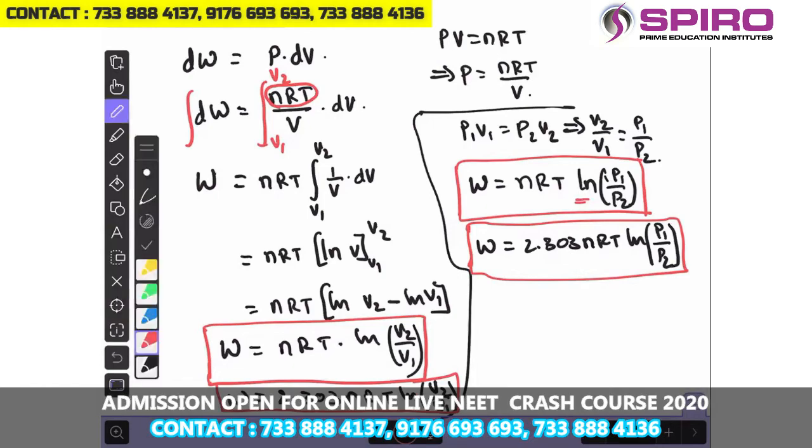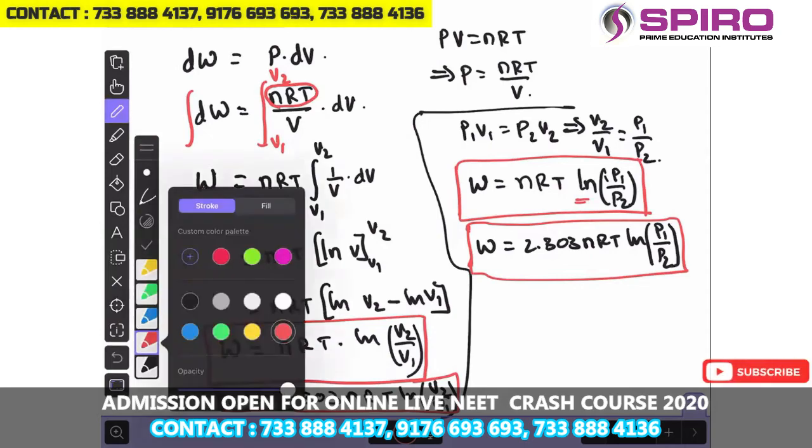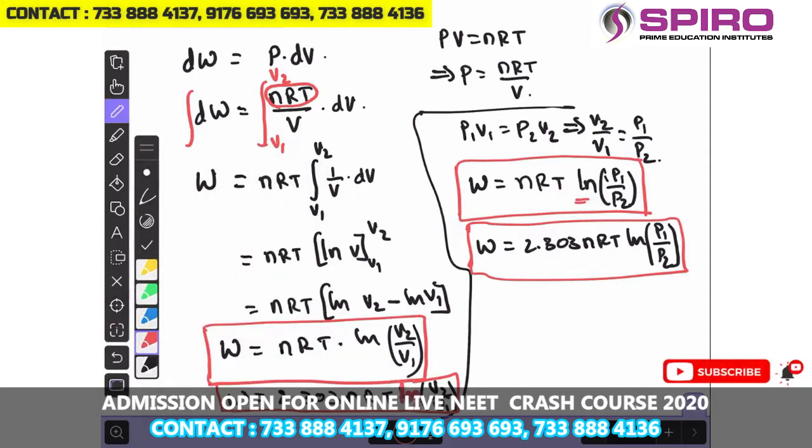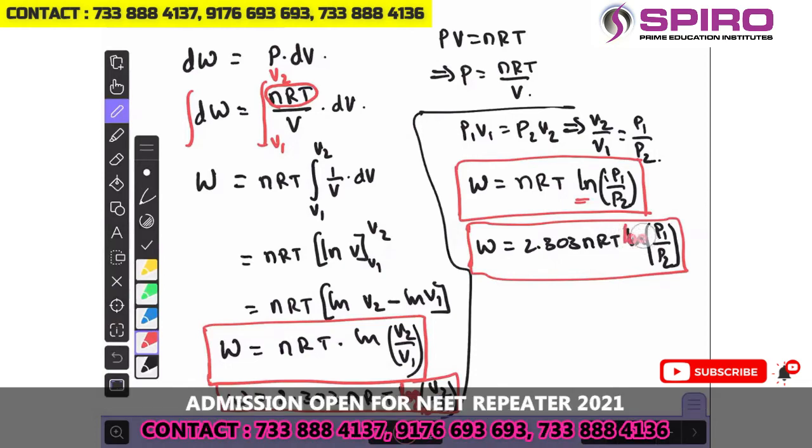This is log V2 by V1 to the base 10. The base will be log here, no more ln. Decimal log means the base is 10, natural log means the base is e, and the value of e is 2.7.